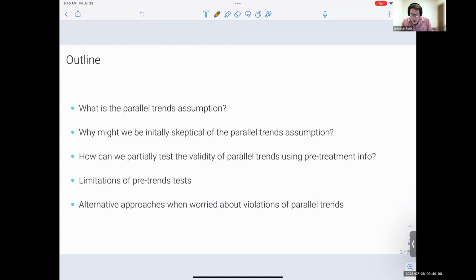So I see in the chat there are a couple of questions about self-selection and confounding variables. I think those are great questions because I'm about to talk about that in the next couple of slides. So I'm just going to postpone those questions for now.